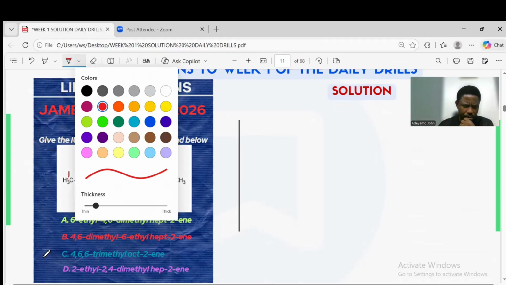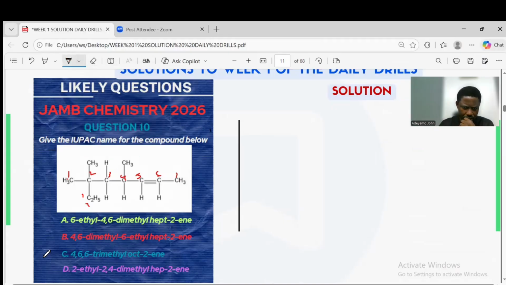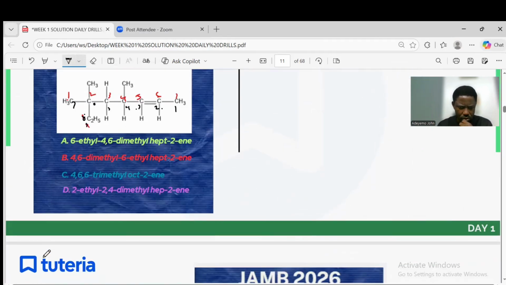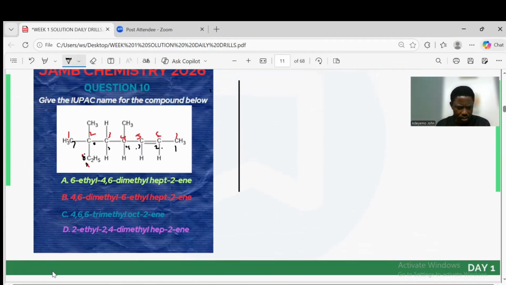Let me pick another color of pen for that. 1, 2, 3, 4, 5, 6, 7. Another one can go 1, 2, 3, 4, 5, 6, instead of 7, go 8, 9. I hope you have seen that. So there are different ways you can do that. Another one can say 1, 2, 3, 4, 5, 6, 7, 8. Okay, so 1, 2, 3, 4, 5, 6, 7, 8, 9.